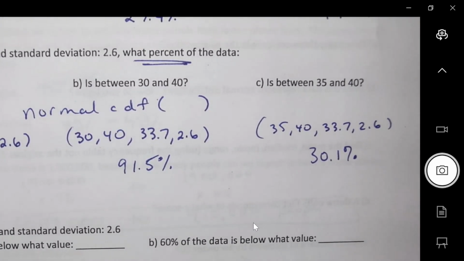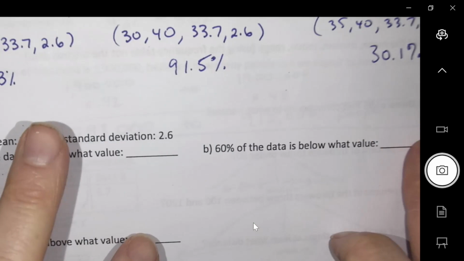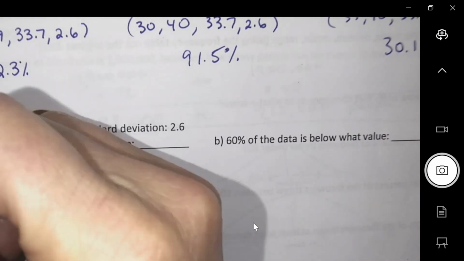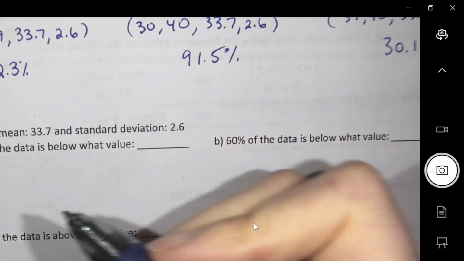Okay, given the mean and the standard, 10% of the data is below what? So, what is this one? This time I gave you the percent. Is that going to be normal CDF? Now it's invNorm.